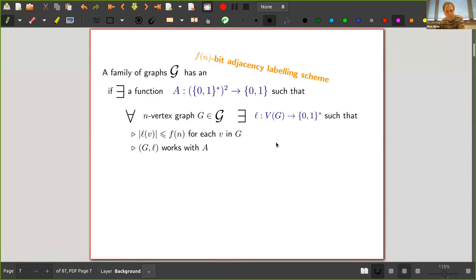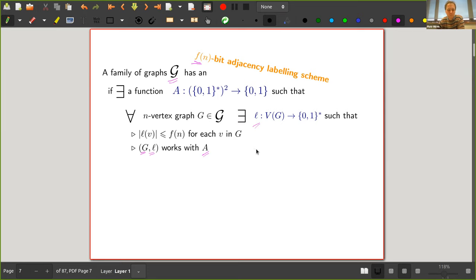Now, given a family of graphs G, we say that this family has an f(n)-bit adjacency labeling scheme if there is a universal function A such that for every n-vertex graph in the class, there is a way to label the vertices of the graph so that the labels are short. Here comes the f function. We require that the labels are of length at most f(n), and the universal function works with our graph and this labeling.